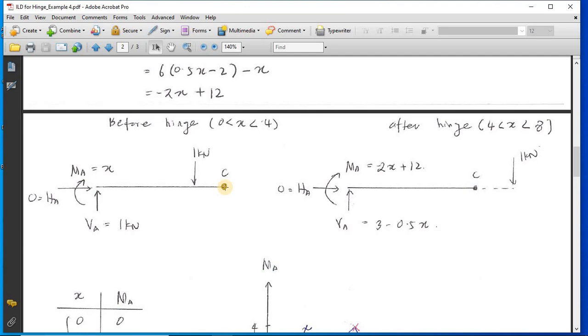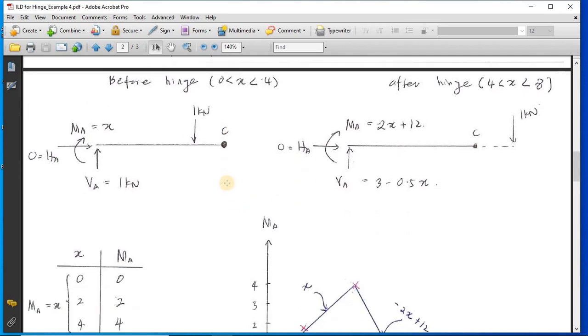So in this case, the ILD diagrams have been considered based on before point C. So we place one unit load before point C. In the second diagram, you can see the same diagram, but here the one unit load has been moved beyond point C.